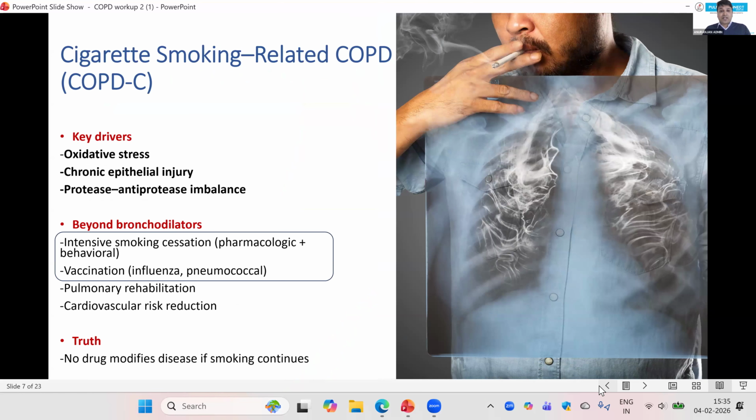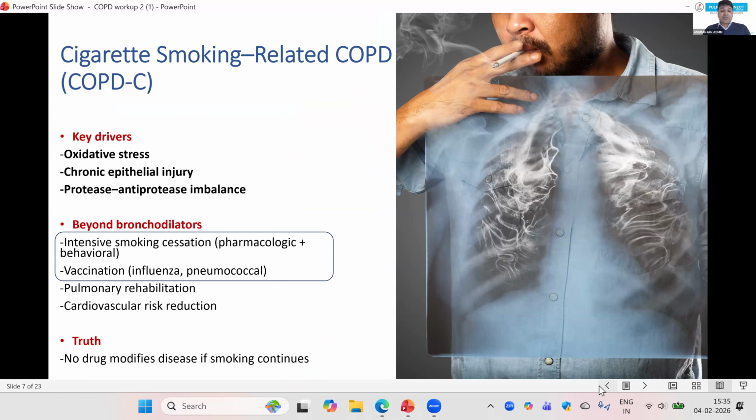Smoking, I discussed that we need to ask about the smoking related history, because after that there will be oxidative stress, which leads to chronic epithelial injury, and due to the imbalance of protease and anti-protease, the patient goes on to develop COPD later on. But yes, there is treatment for that. Of course, smoking cessation is the first, and later on pharmacological and behavioral therapy need to be given to such patients.